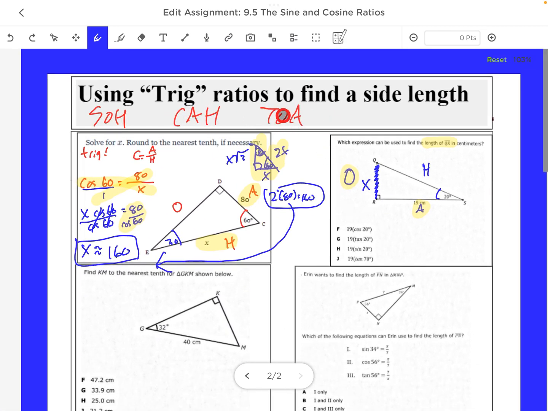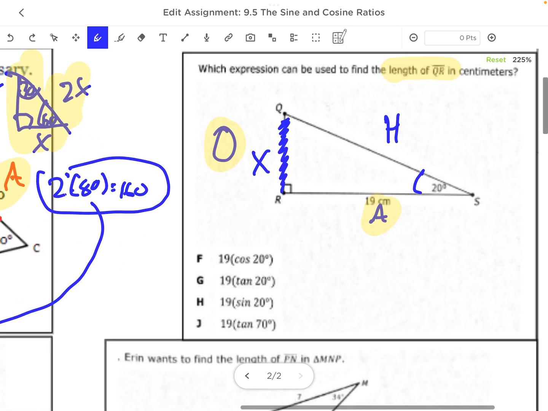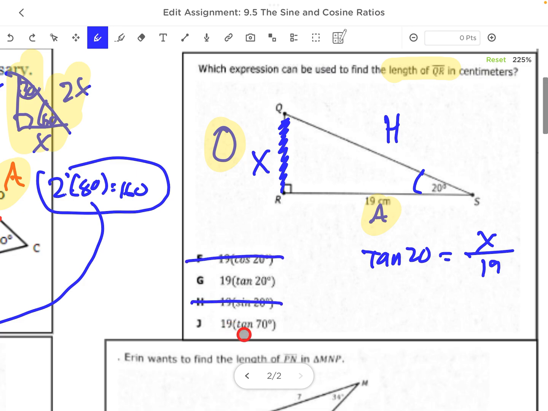Opposite and adjacent is tangent, right? We know it has to be tangent. So we would say the tangent of 20 is equal to the opposite over the adjacent. So x over 19. That's not specifically our answer, but it might be either this or this. So we know obviously this one and this one cannot be correct. So it's either this or this.